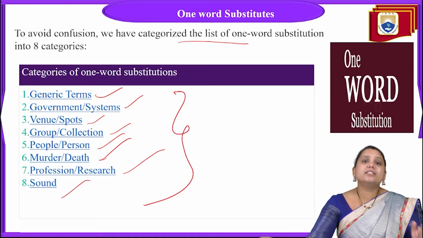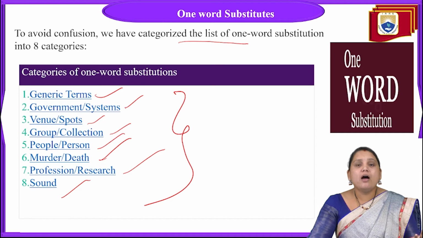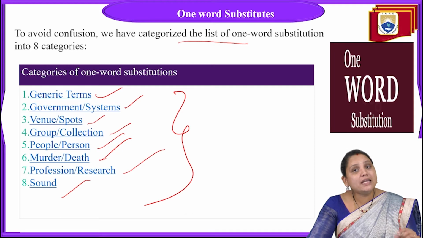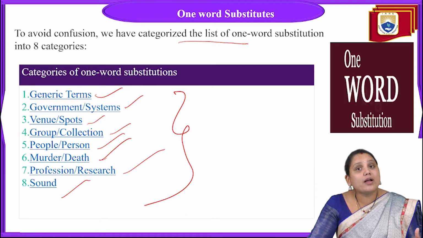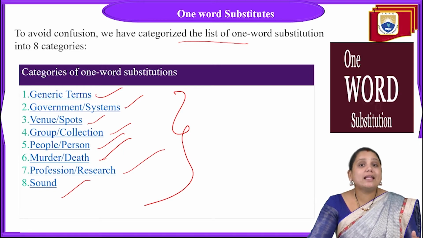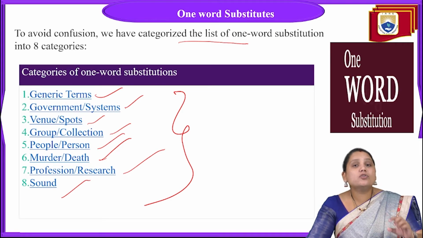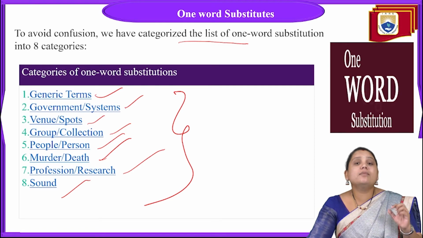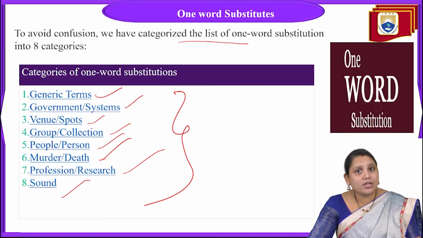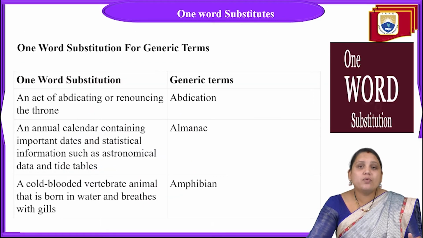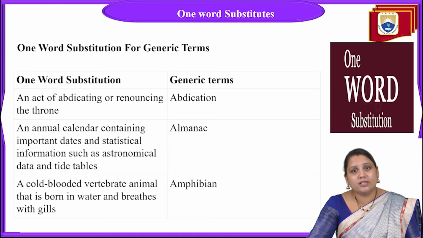Under these 8 categories, there are one word substitutes which will help you in building up your sentences and also catering to the needs of your communication process and make it look better and more effective. Now let us try to understand them in detail and also understand their usage in terms of making your communication more effective and vibrant. Now, one word substitution for generic terms.